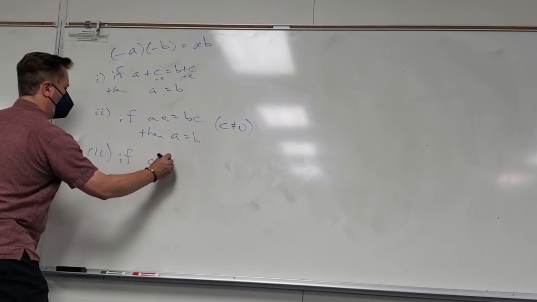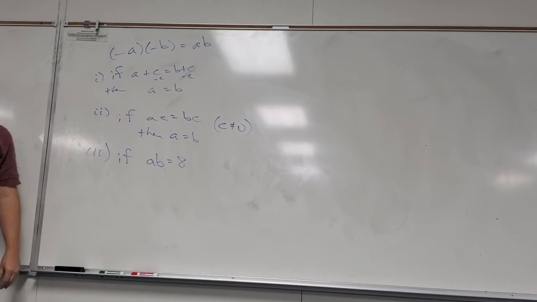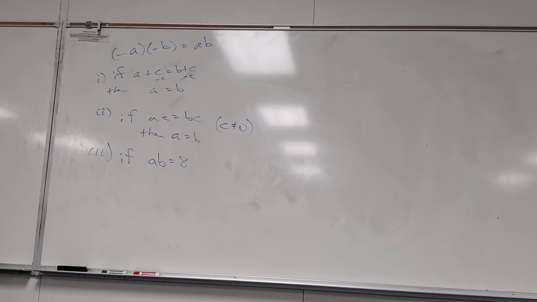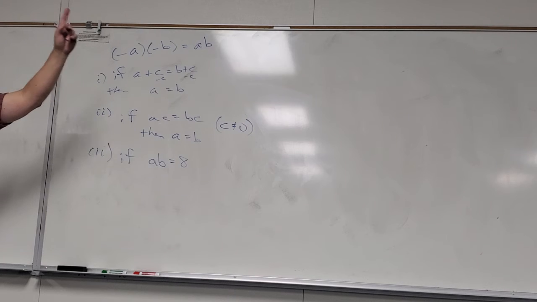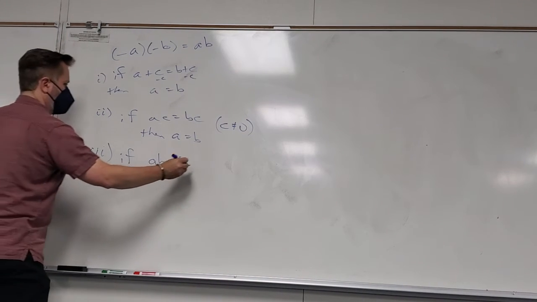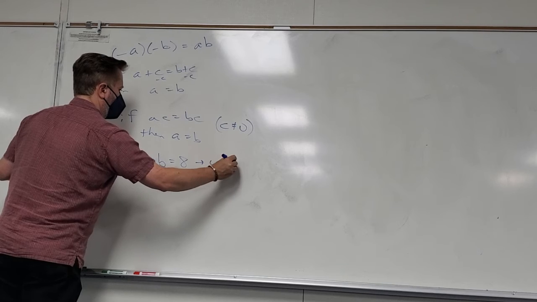If A times B equals 8, can you tell me anything about A or B? Do you know what either one of them are? What could they be? Two and four, right? One and eight. Or negative one and negative eight. Or negative two and negative four. Or 1/2 and 16. That's basically infinite possibilities, right? But we don't know.